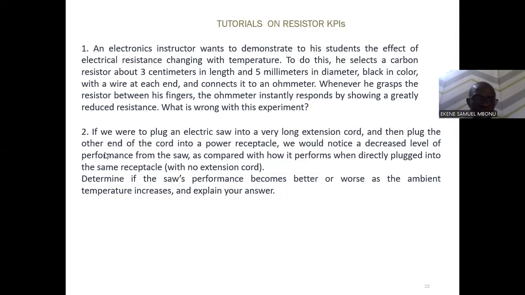Number 2, if we were to plug an electric saw into a very long extension cord and then plug the other end of the cord into a power receptacle, we will notice a decreased level of performance from the saw as compared with how it performs when directly plugged into the same receptacle with no extension cord. Determine if the performance becomes better or worse as the ambient temperature increases, and explain your answer.